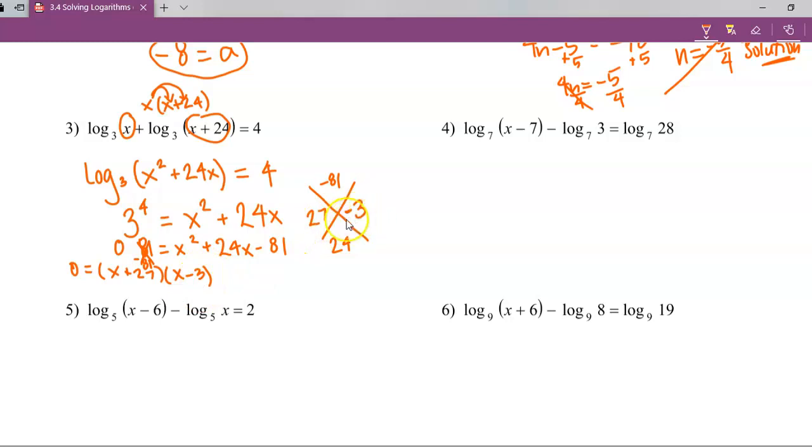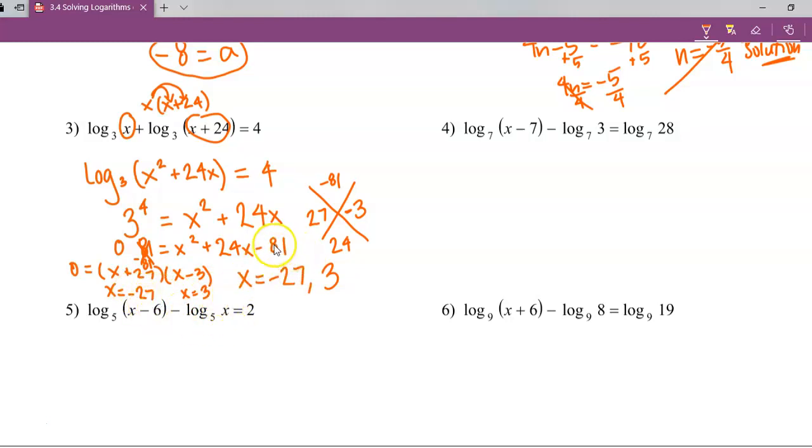Don't forget when you're x factoring, you always want to take your numbers and divide them by a, but in this case, since a is 1, it won't change anything. So my two solutions here are going to be negative 27 and 3, right? If I set these each equal to 0 and solve for x, I'm going to get negative 27 and 3.